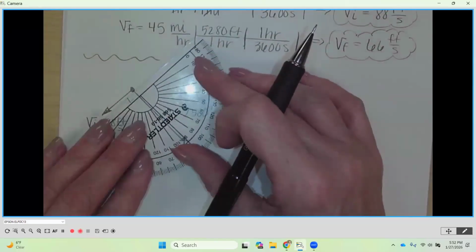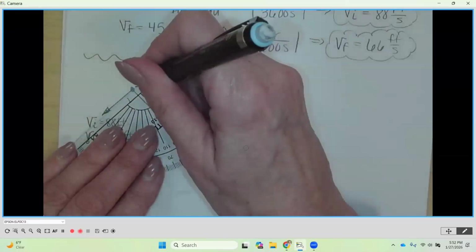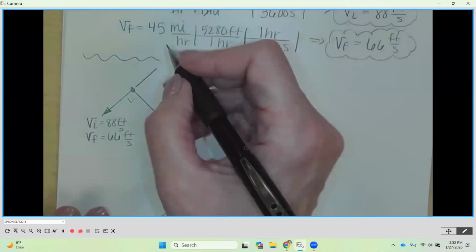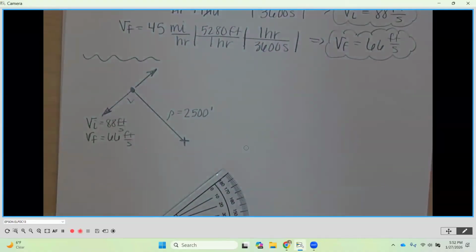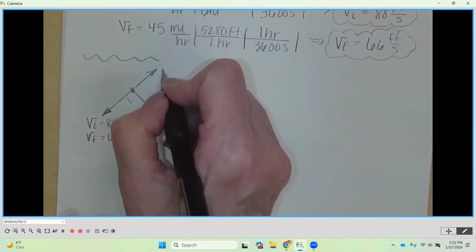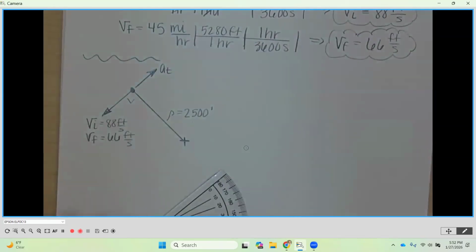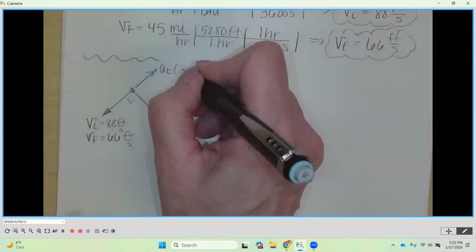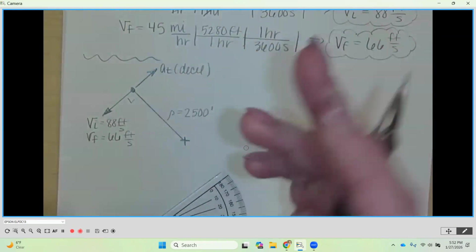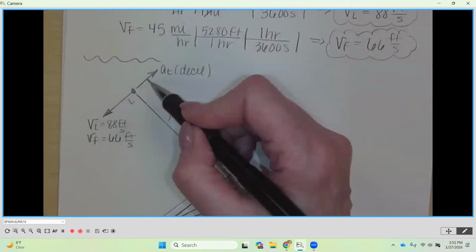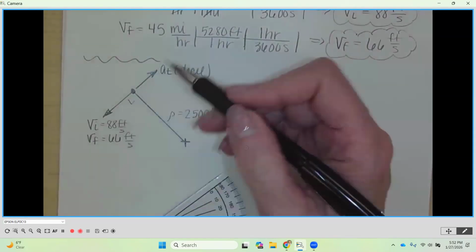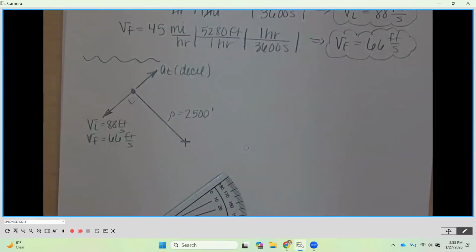So the direction of the tangential acceleration is going to oppose motion. This is going to be our tangential acceleration, and it represents a deceleration, because we're going to go from 88 feet per second to 66. And again, it's perpendicular to that radius, so it's along the same line as the motion. It's just opposing it.